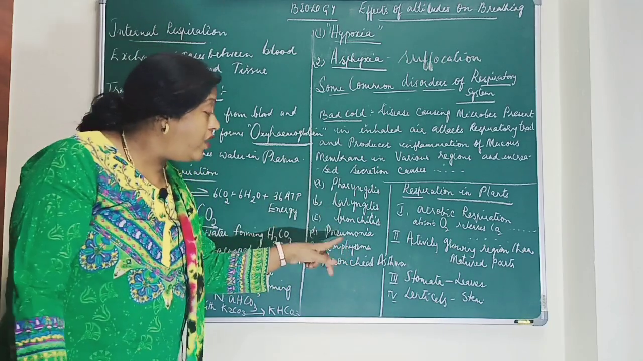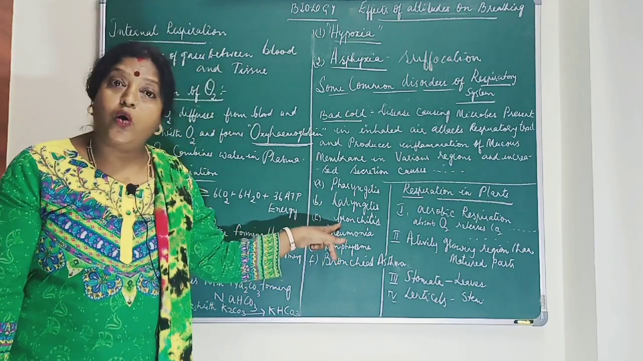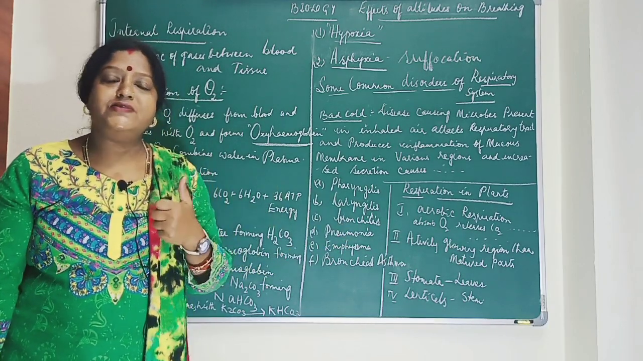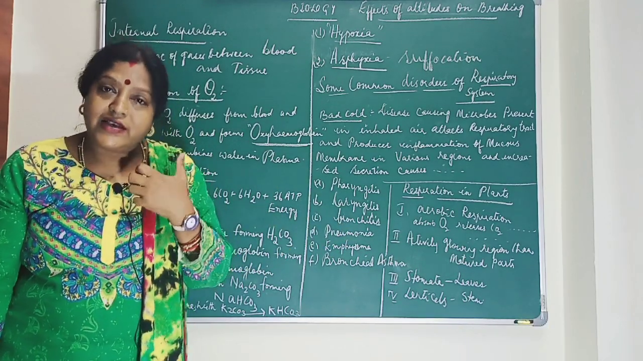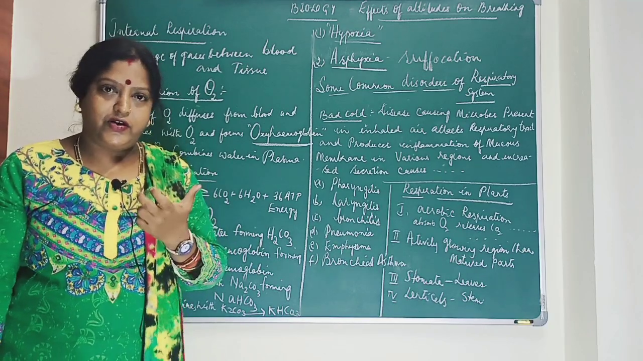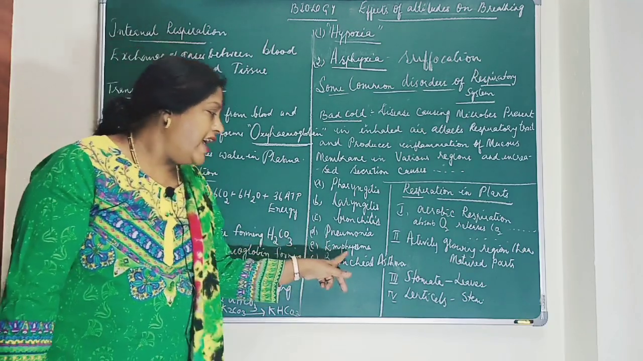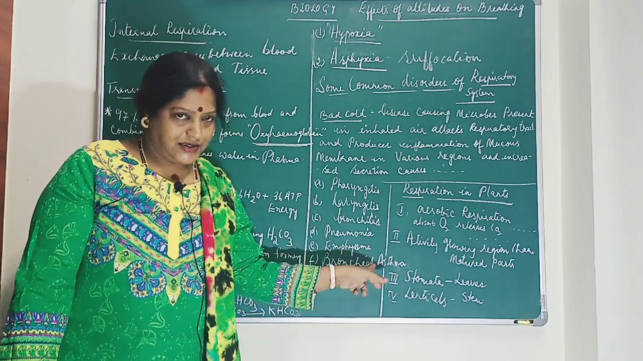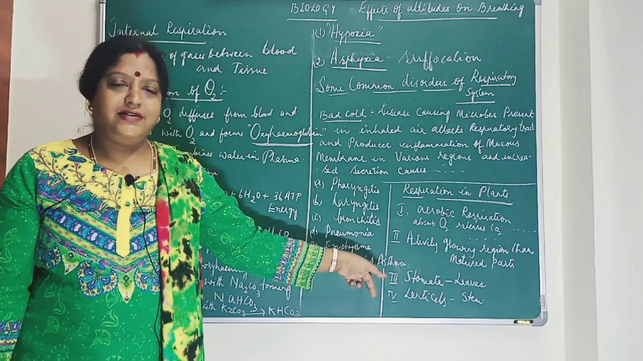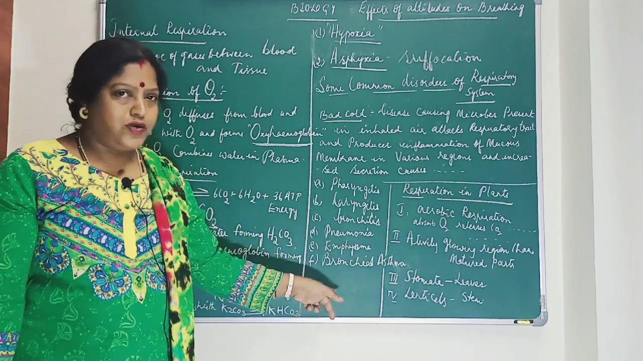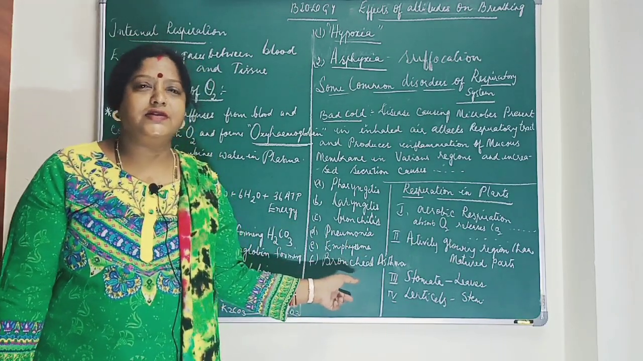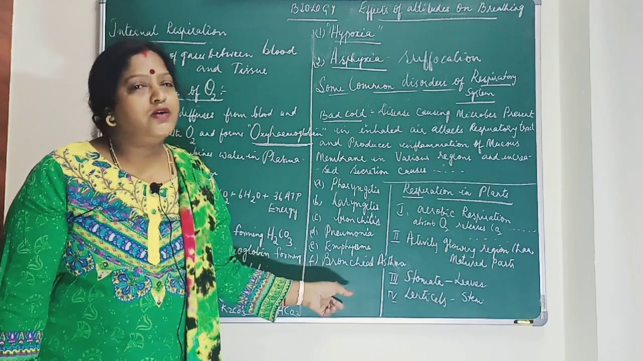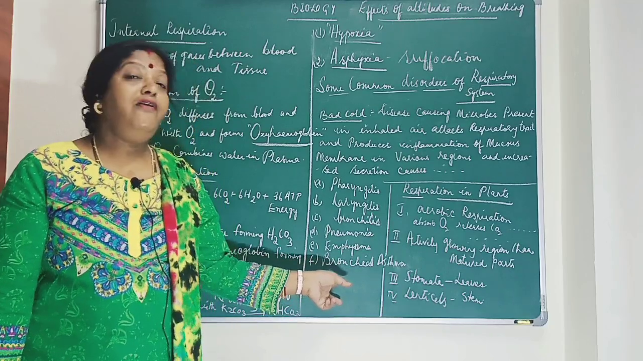And the next one is emphysema, children, due to chronic bronchitis. If bronchitis is not treated for a long time, then what happens? The alveoli get ruptured and exchange of gases becomes difficult. So that is what is called emphysema. And the next one is bronchial asthma. This is an allergic condition. It is also caused due to pollutants, pollen grains, and so on. It is also called expiratory wheeze.